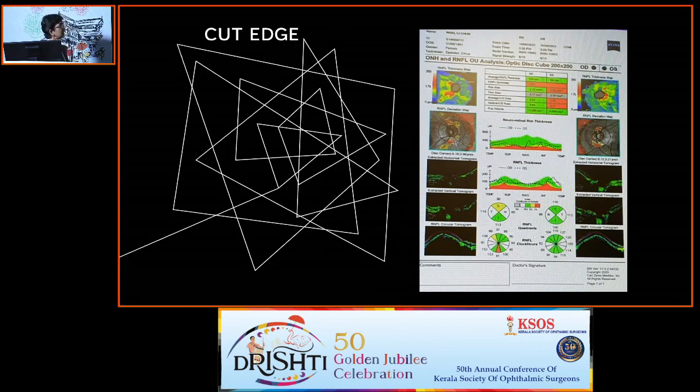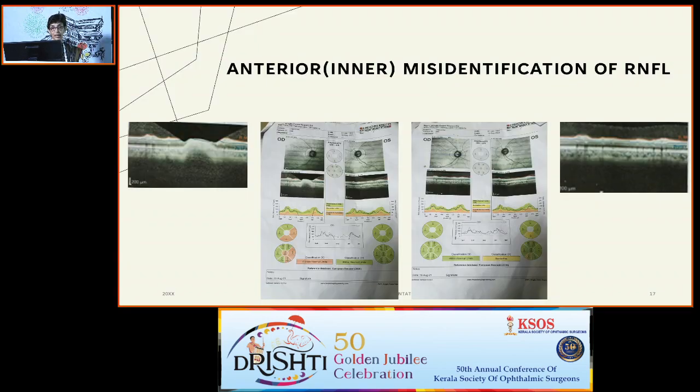So this is a cut edge artifact which shows a red color in the edge. This is basically not only seen when an OCT scan is being taken by a technician, it is also seen when you have patients who cannot sit properly. Like, say, in a very high myope, it is difficult to take an OCT scan, and that can give you a cut edge artifact.